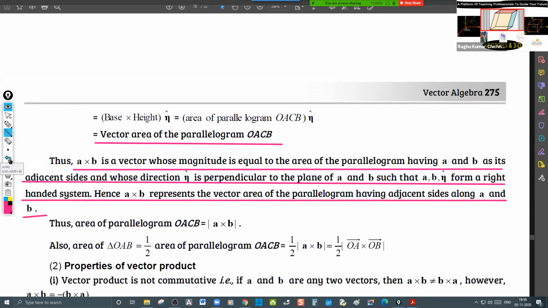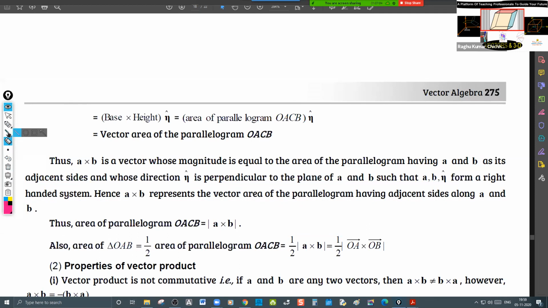And a geometrical application of it, even finding the area of the parallelogram, you will have to make use of this. Area of the parallelogram is equal to modulus of A bar cross B bar. What is A bar and B bar? They are the adjacent sides of the parallelogram. And even it can be taken as area of delta OAB is half of area of parallelogram OACB, because when you take a parallelogram, half of it forms a triangle. Now let us see the properties of vector product.